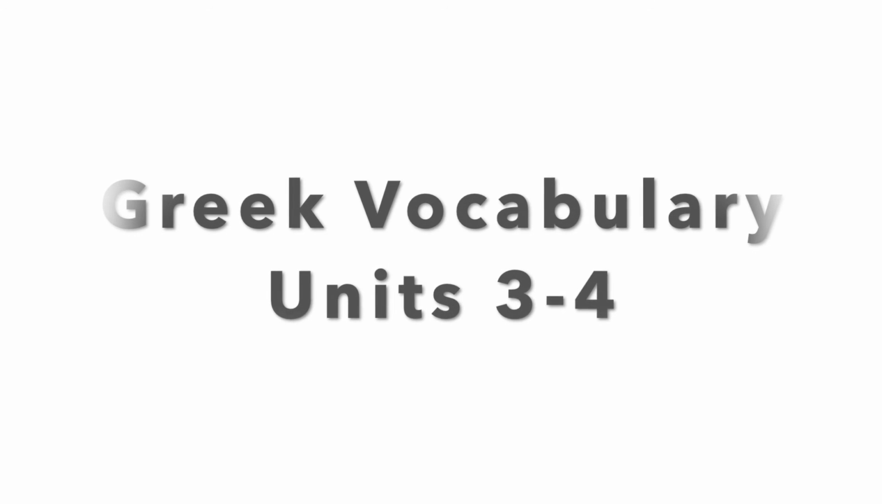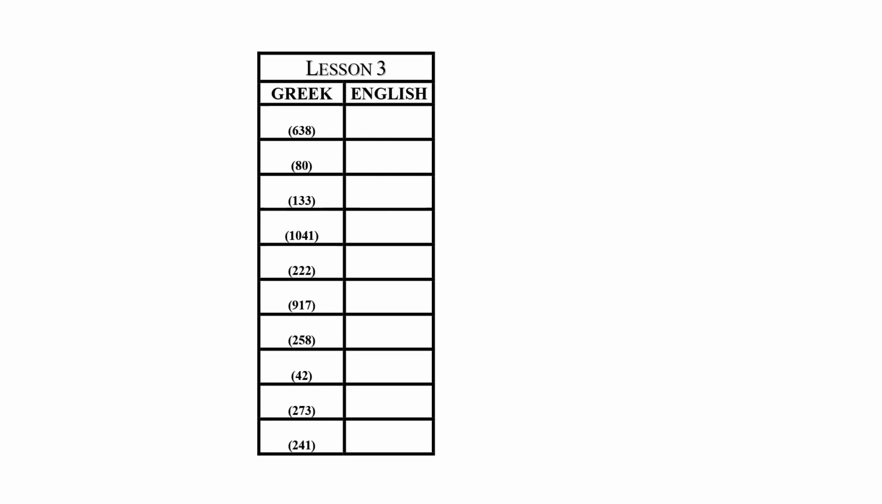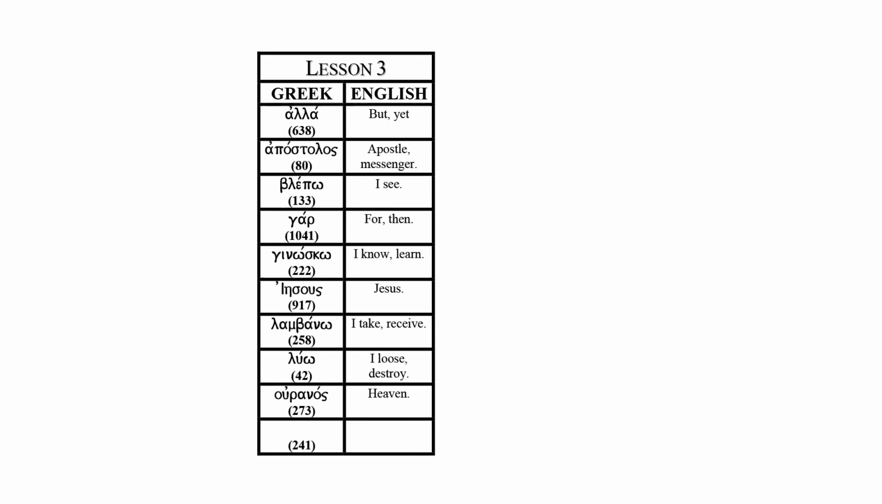Now here's the vocabulary for units 3 and 4. Alla, which is but and yet. Apostolos, which is apostle, messenger. Blepo, I see. Gar, for, then. Gnosko, I know, learn. Jesus, which is Jesus. Lambano, which is I take, receive. Luo, which is I loose, destroy. Ouranos, which is heaven. Pisteuo, which is I believe.